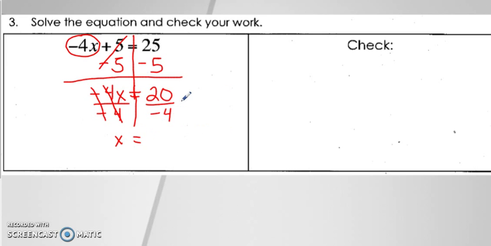The math on the right-hand side, 20 divided by negative 4. Positive divided by negative is negative. 20 divided by 4 is 5. And you should check your work. We go back to the original problem. Negative 4x plus 5 is equal to 25.